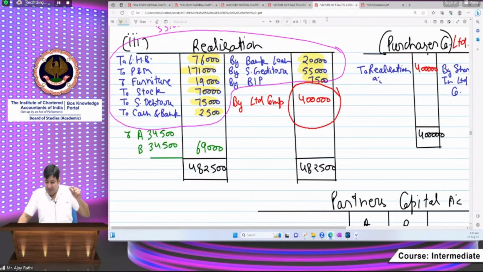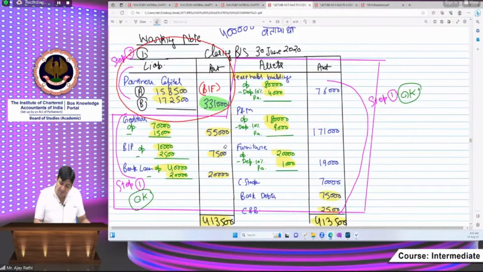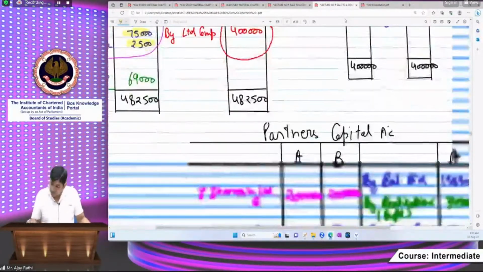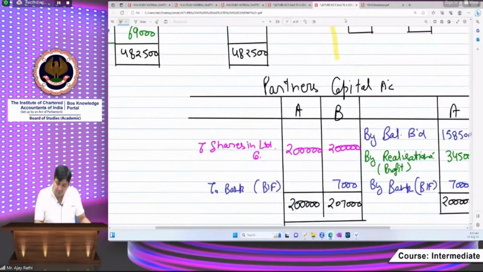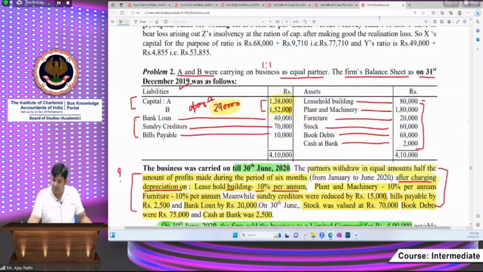Anyways, step number first. Now step number 2. What is step number 2? Step number 2 is to transfer all the owners' related accounts. Beta, these are the owners' related accounts which we have to transfer. Step number 2, transfer the owners' related accounts to owners' account. Opening balances are there. These are the balances as at 30th June. From the balance sheet we have shifted here.